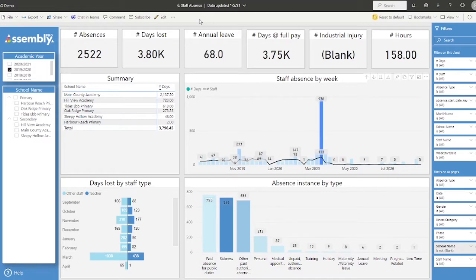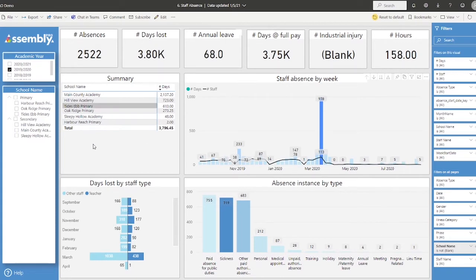This is the staff absence report. Here we can see headline information for staff absence across the trust from SIMS. We can see the headlines such as the number of absences and days lost, and further breakdowns across categories such as annual leave, days at full pay, and the number of hours if that information is input into the MIS.